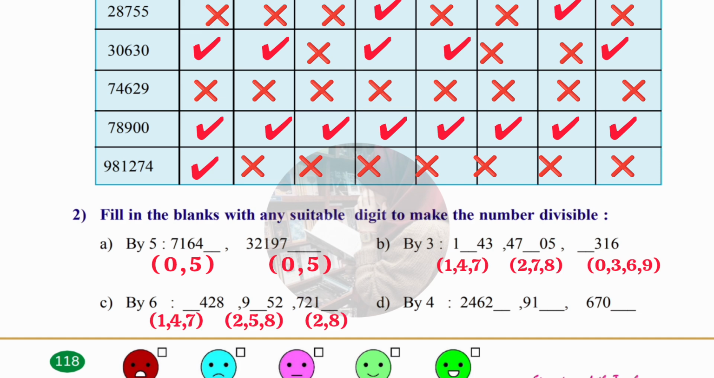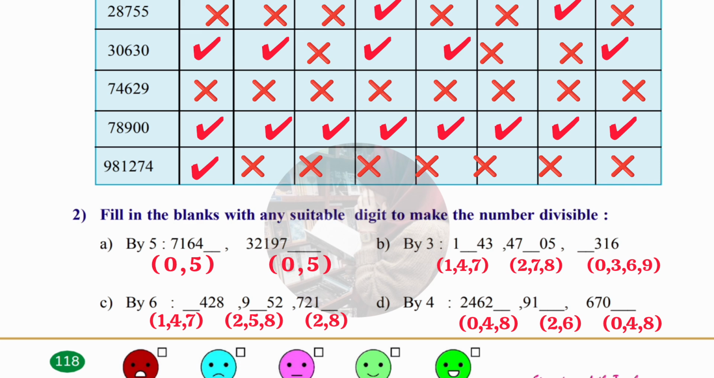Okay, now we'll move to the second Roman, which is fill in the blanks with any suitable digits to make the number divisible. Here we have given four divisors, which are 5, 3, 6 and 4. For each, we have given incomplete numbers. To make them complete, we need to fill in the exact digit so that the complete number is divisible by the given number.